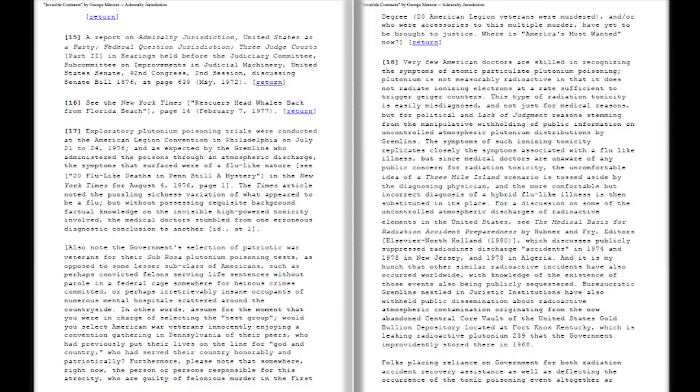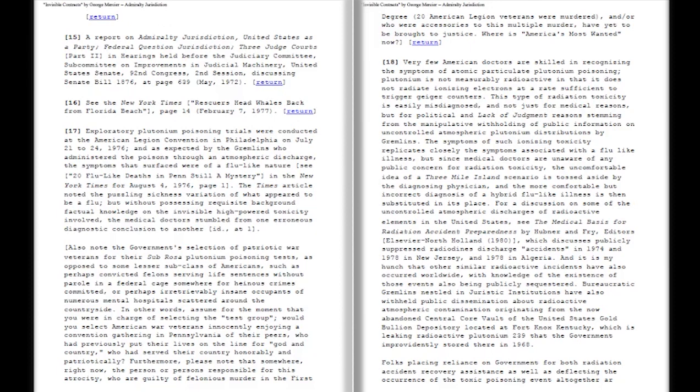The symptoms of such ionizing toxicity replicate closely the symptoms associated with a flu-like illness, but since medical doctors are unaware of any public concern for radiation toxicity, the uncomfortable idea of a Three Mile Island scenario is tossed aside by the diagnosing physician, and the more comfortable but incorrect diagnosis of a hybrid flu-like illness is then substituted in its place.